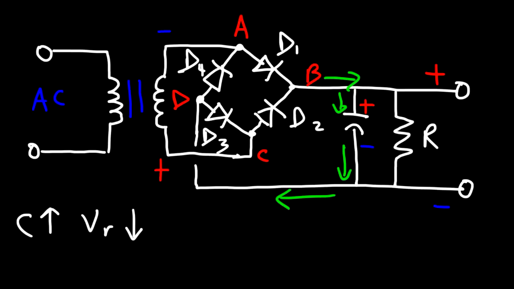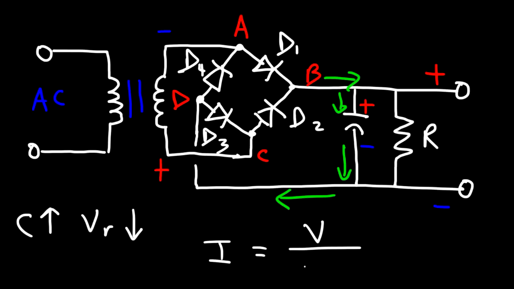So initially, the capacitor will be charging. Therefore, you're going to have a high current flowing in this region. And if that current is too high, it can burn the diodes. And so that current is going to be the peak voltage across the transformer minus the voltage drops of the diodes. So I'm just going to put V.